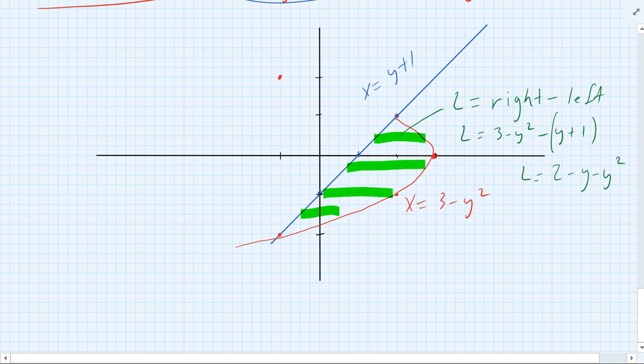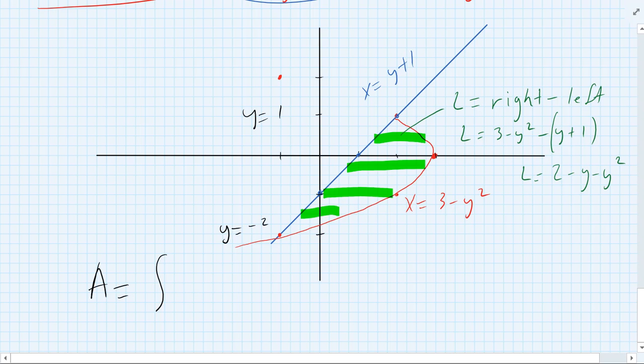Is that going to be a heck of a lot easier to integrate than a hot mess of square roots? Yes. So this time, the area is going to equal the integral. Up above, our limits of integration were in terms of x. The function was in terms of x, and we were integrating with respect to x. What do you think is going to happen on this one? Do you see that I'm integrating from here to here, so I'm stacking rectangles in the y direction? So now I'm going to be integrating from y equals -2 to y equals 1.